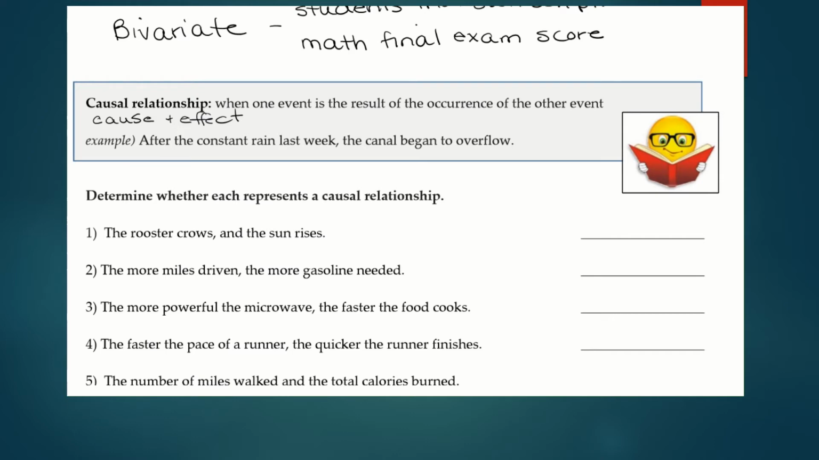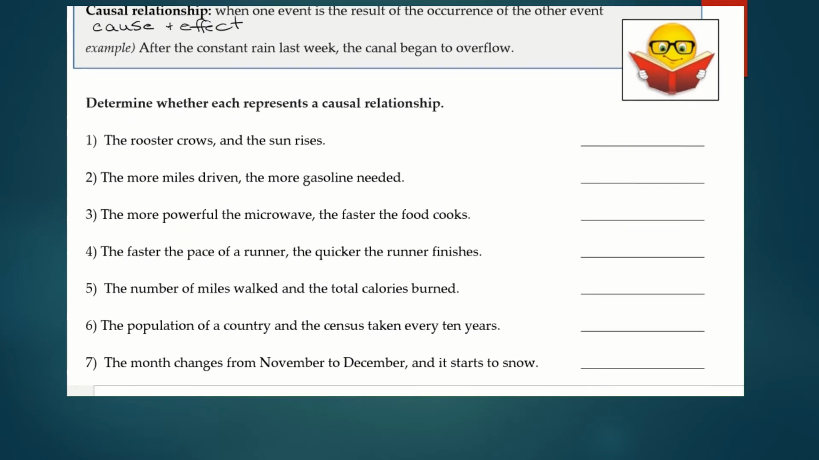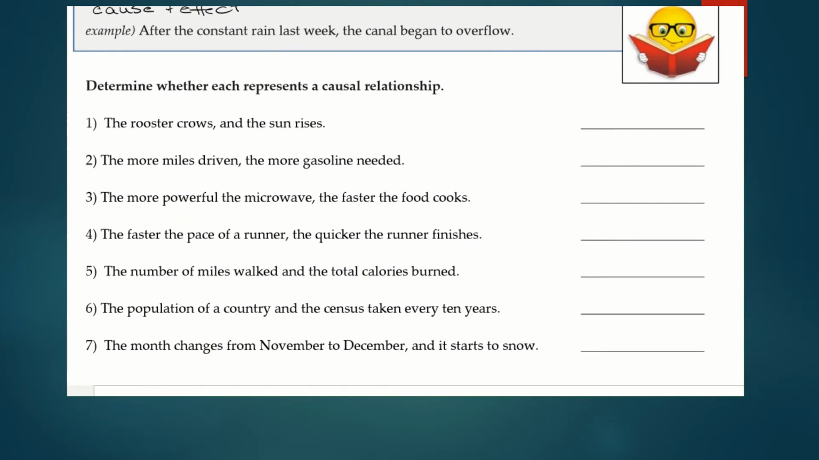So now we're going to determine whether each represents a causal relationship. Is this a cause and effect relationship taking place here? The rooster crows and the sun rises. So let's think about this for a second. Does the sun rise because the rooster crowed? No. So this is not a causal relationship here. And the reason for that is the sun is not rising because the rooster crows. It's actually the opposite. The sun rises and the rooster crows.